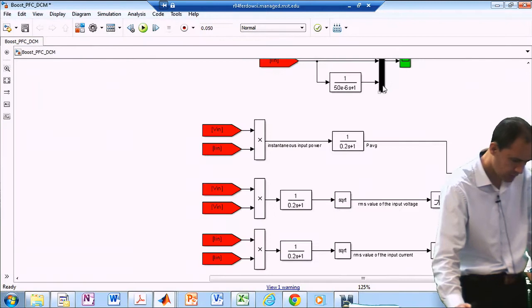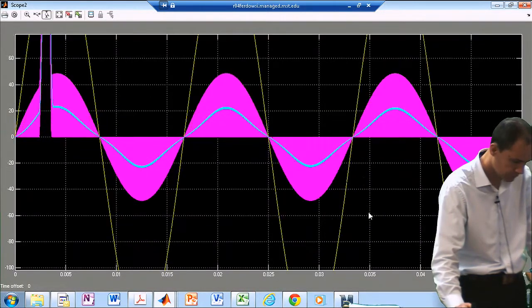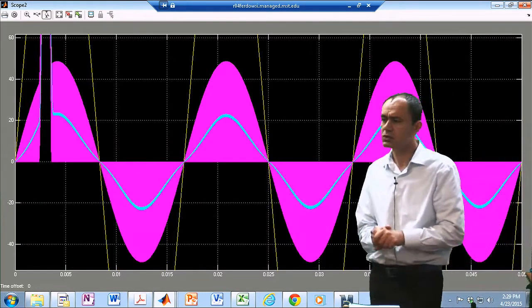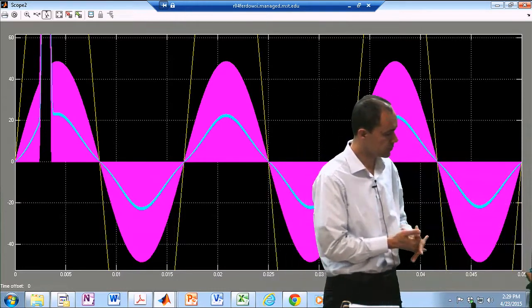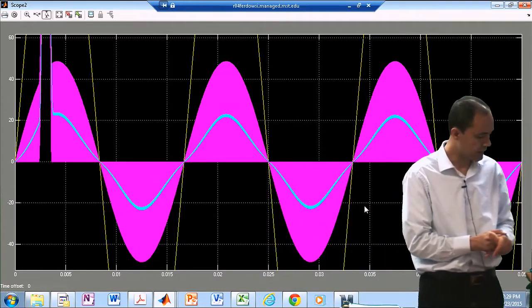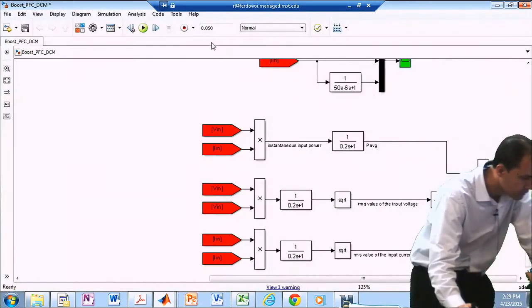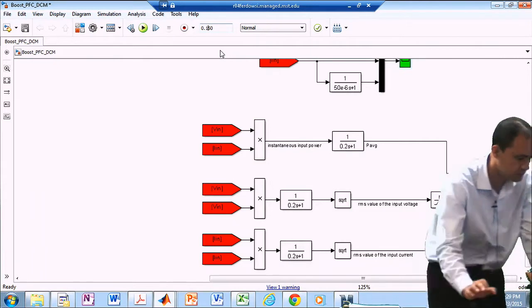But let me look at the inductor current waveform. You can see the pattern of the inductor current has changed a little bit. It's got a little bit better. So I was expecting my power factor to be better, but I don't know why it is not. Maybe I just have to run it for a longer time. Make it a little longer.